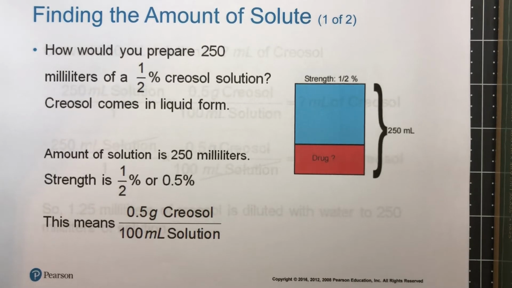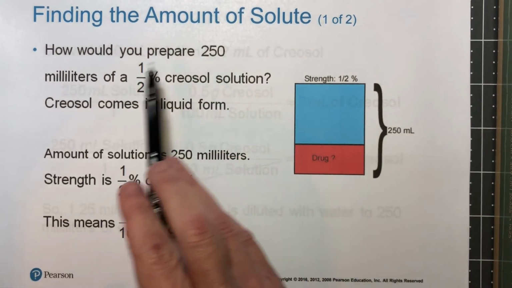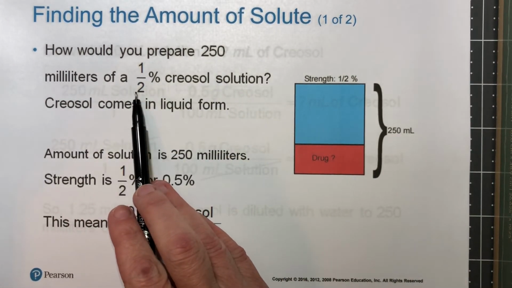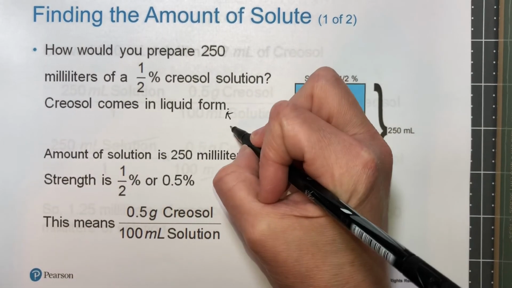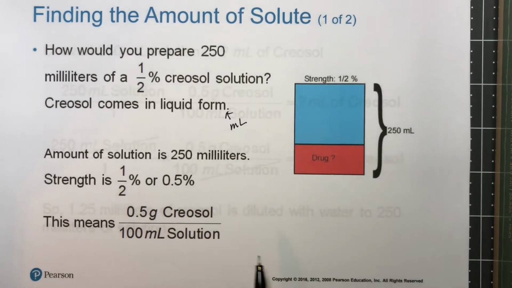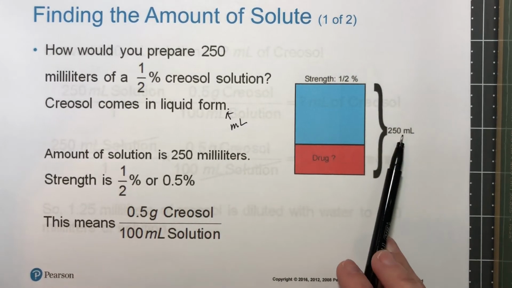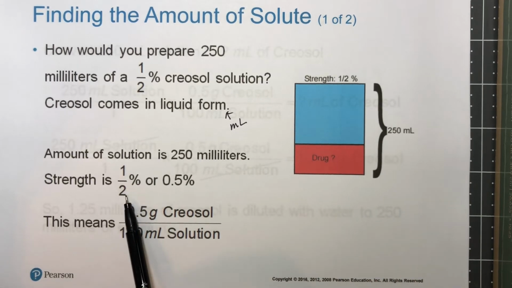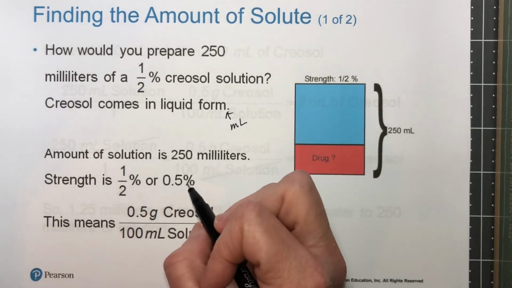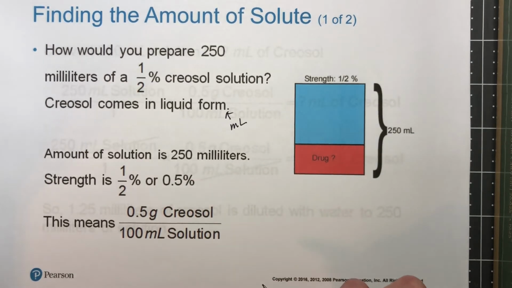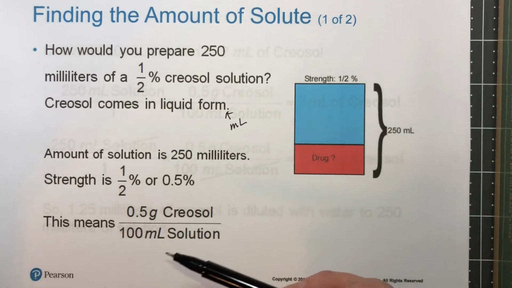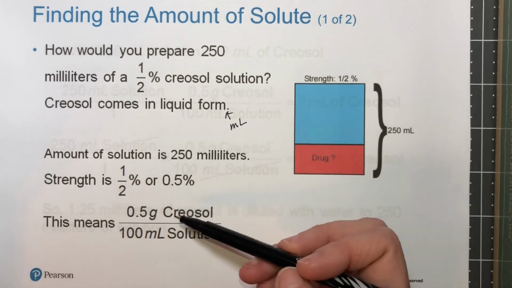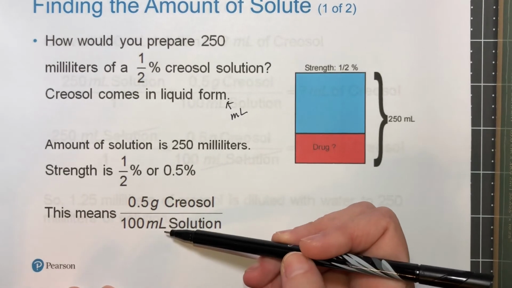This is a similar problem. How would you prepare 250 milliliters of a 0.5% creosol solution? Creosol comes in liquid form. That means this measurement is going to be in milliliters. The amount of solution is 250 milliliters. The strength is 0.5%. And all you would have to do to figure this out is, just like with all of our percentages, we take the amount and put it over 100.